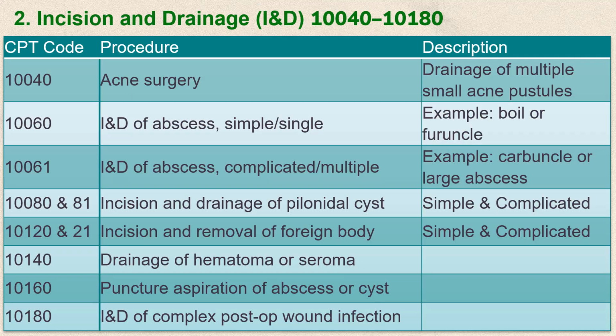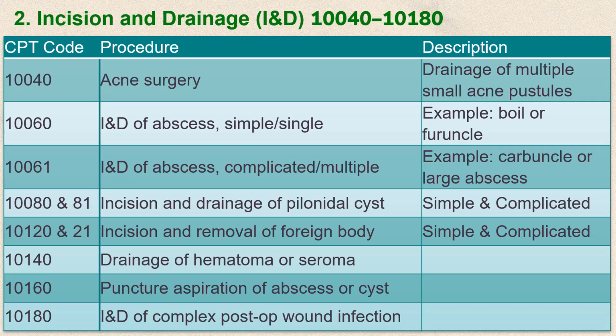When you look at the codes, you can see the code series going like this. 10,040 is acne surgery, other codes are I&D of abscess simple and single, and I&D of abscess complicated or multiple. Then 10,080 and 10,081 is incision and drainage of pilonidal cyst. 10,120 and 10,121 is incision and removal of foreign body. 10,140 is drainage of hematoma or seroma. 10,160 is puncture aspiration of abscess or cyst. 10,180 is I&D of complex post-operative wound infection.